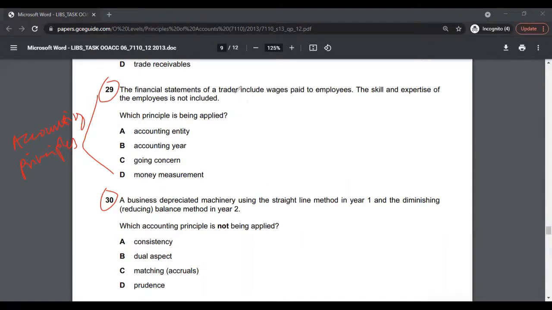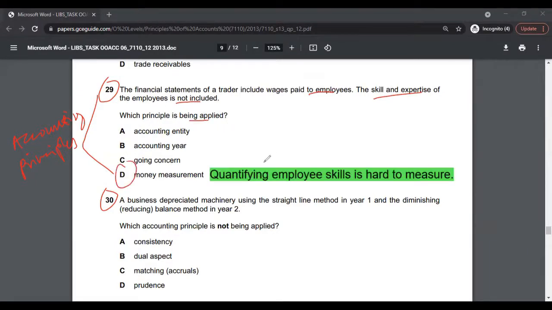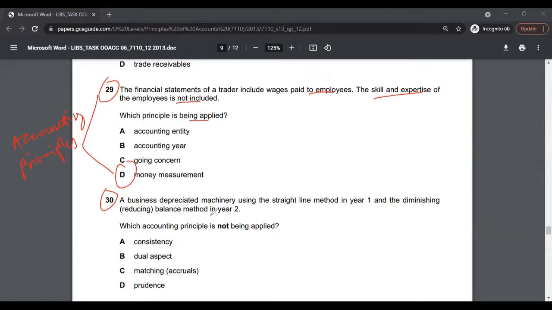Let's look at multiple choice 29. The financial statements of a trader include wages paid to employees. The skill and expertise of the employee is not included. Which principle is being applied? That is actually money measurement. We cannot measure an employee's skill. It's hard to measure an employee's skill. Therefore, the answer to multiple choice 29 is option D.